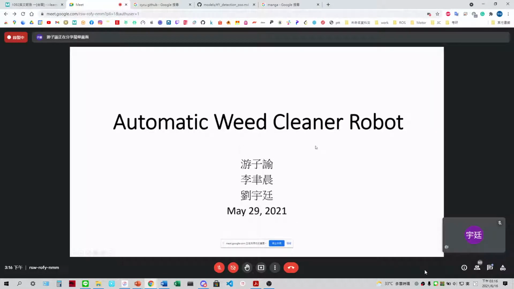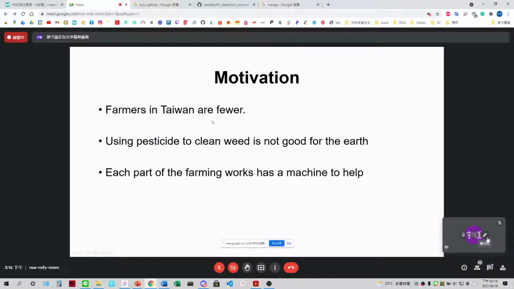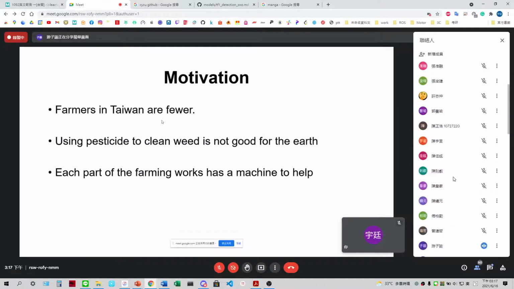This is Team 30. Today I want to talk about our project, Automatic Weed Cleaner Robot. The first motivation of our project is to help the agriculture in Taiwan. More and more people go to the city to find work, and nobody wants to be a farmer. So the farmers in Taiwan are fewer and fewer. This is a big problem for our food. So we want to make farmers' work easier.